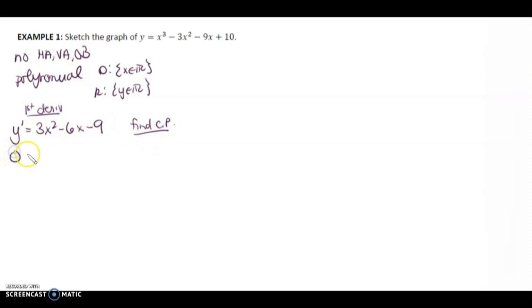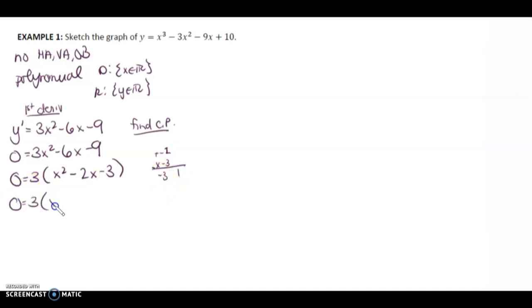To find the critical points, we go 0 equals 3x squared minus 6x minus 9. I'm going to go ahead and factor out a 3. We're left with x squared minus 2x minus 3. So what two numbers multiply to negative 3 and add to negative 2? Negative 3 and 1. So we get 3 times x minus 3 times x plus 1. So our critical points occur at x equals 3 and at x equals negative 1. These are our critical points.